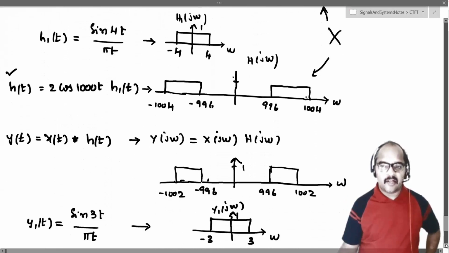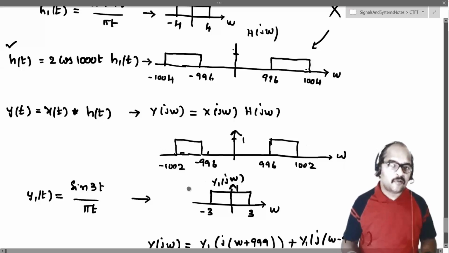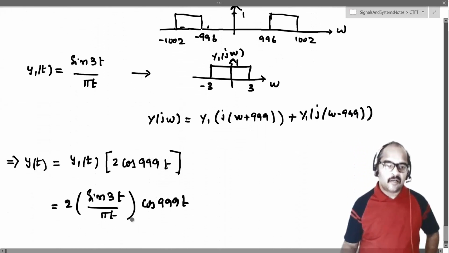Finally we get this as the product, and we know that the product looks like a rectangle shifted to the left and right. That again corresponds to what property? The modulation property, and hence you get the final answer as 2 sin 3t by pi t multiplied with cos 999t.